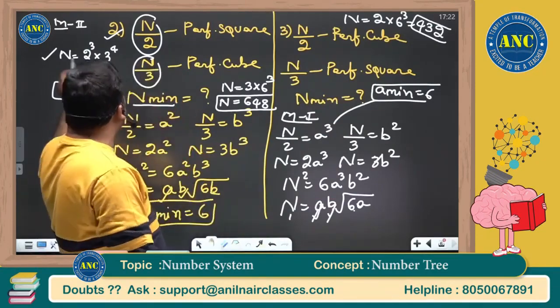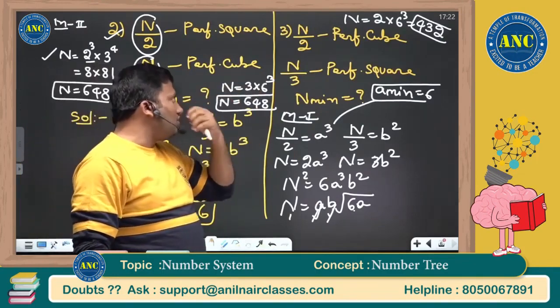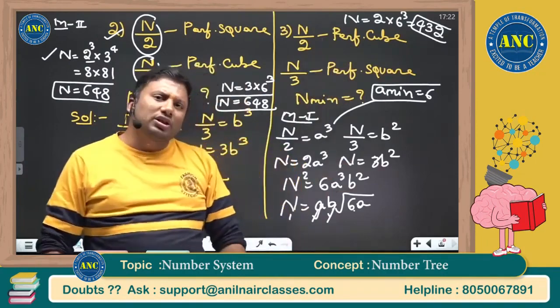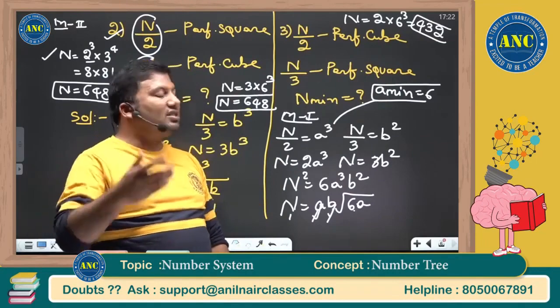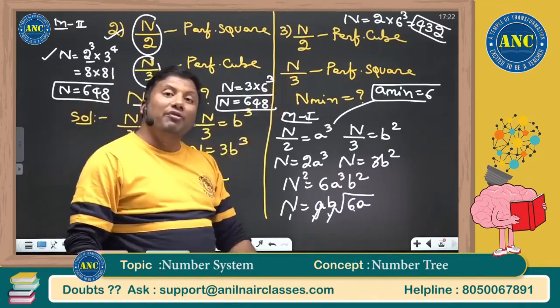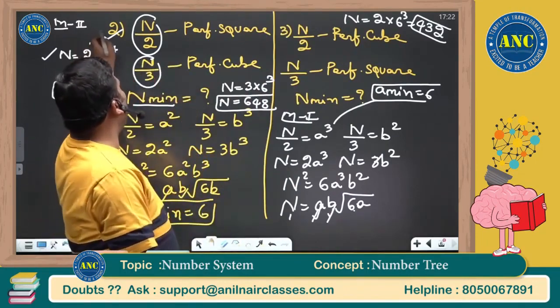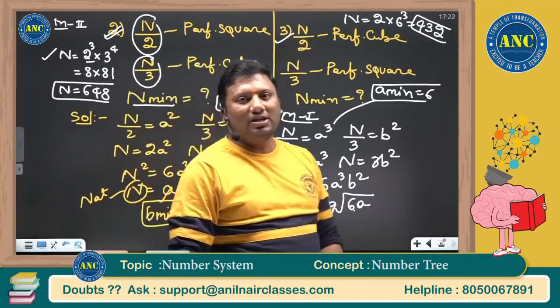Whatever method I said right now, you can try it out and you should also get the answer. You can check it out. 432 by 2 is nothing but 216. 216 is 6 cube. 432 by 3 is nothing but 144. 144 is a perfect square. This is a management exam question and a replica question. I hope this concept is clear.